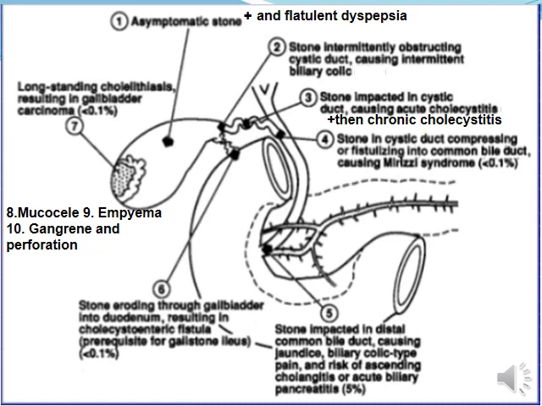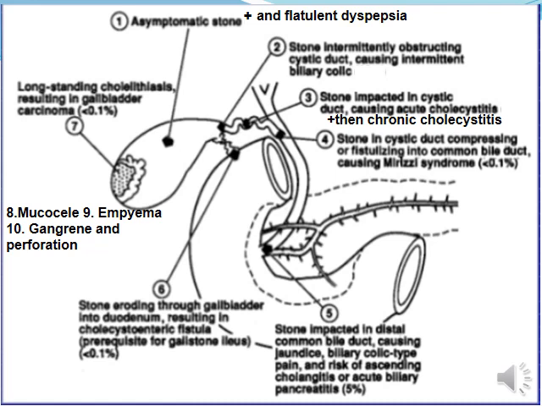Or here 5, look, the stone reaches the lower part of the common bile duct and is impacted in the distal part of the common bile duct, causing jaundice, biliary colic type pain, and risk of ascending cholangitis or acute biliary pancreatitis if it is obstructing the common channel, because in many patients the end of the CBD and the end of the pancreatic duct open at one point, which is called the ampulla of Vater.